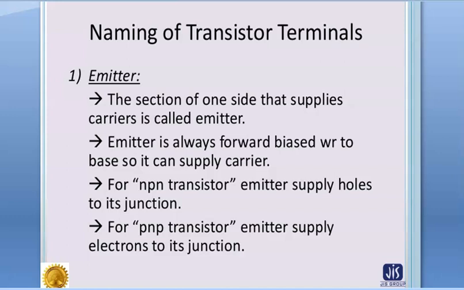Emitter terminal is the terminal through which majority carriers enter into the transistor. In normal operation the emitter is always forward biased with respect to base. Therefore, for an NPN transistor, the majority carrier electrons enter into the transistor, and for a PNP transistor, holes enter through the emitter terminal into the transistor.